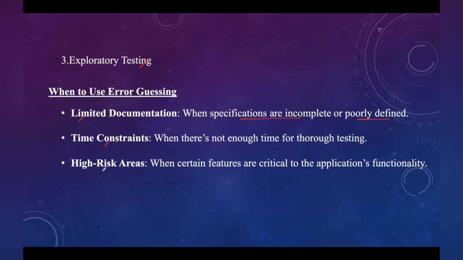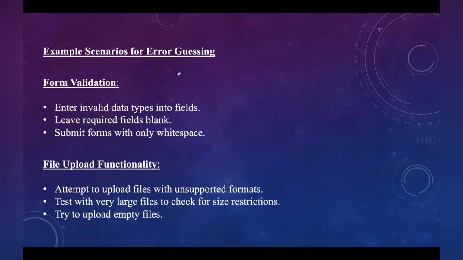And high risk areas. Sometimes we may have some features which are most important to the application functionality. Those are considered high risk areas. So there also you need to use error guessing. These are a few scenarios where you can use error guessing.